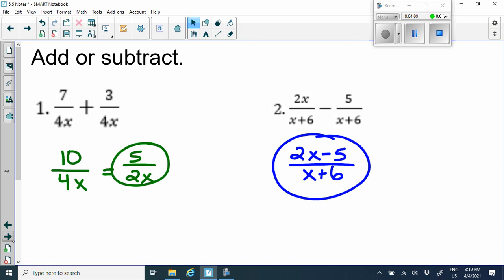Okay, make sure you watch the next video. That is where we're going to be talking about how we add and subtract rationals when the denominator is not the same.